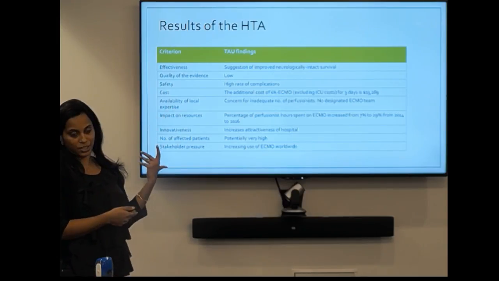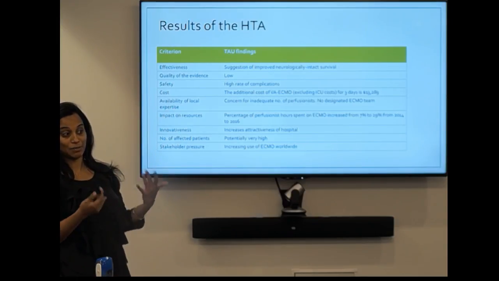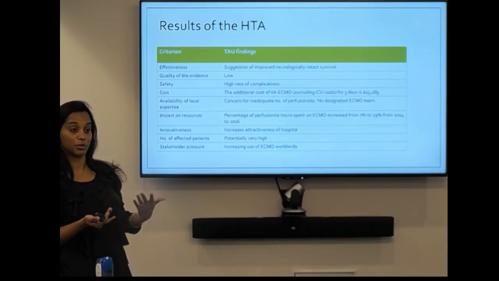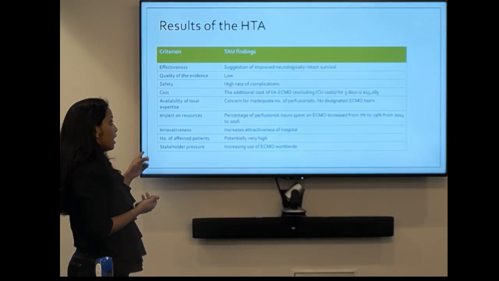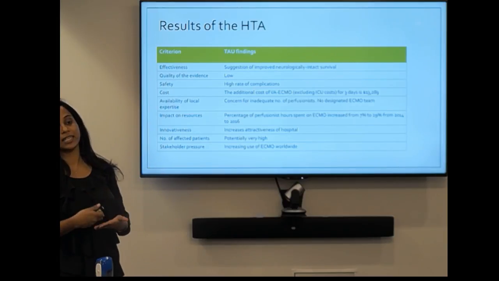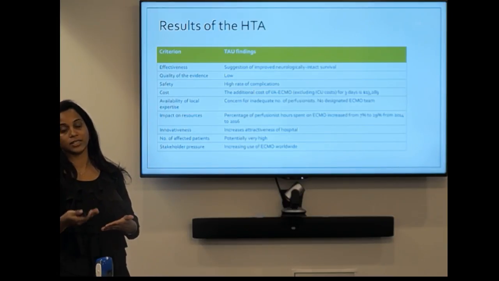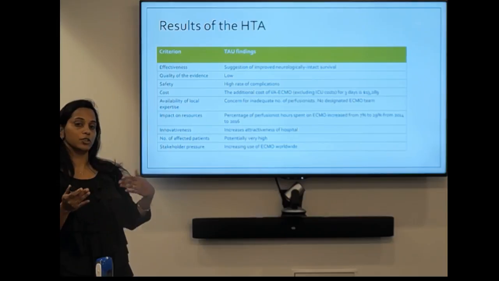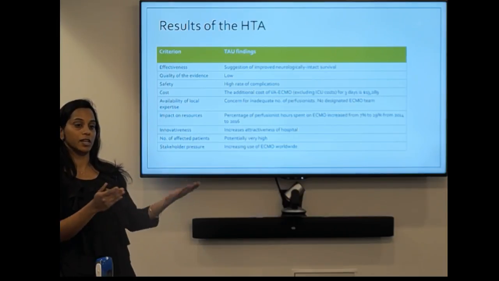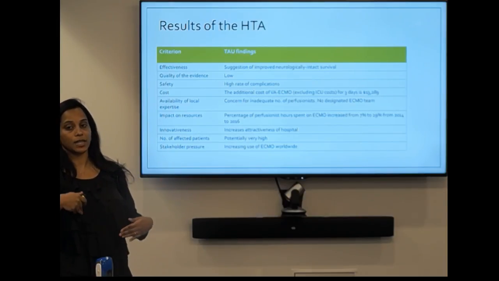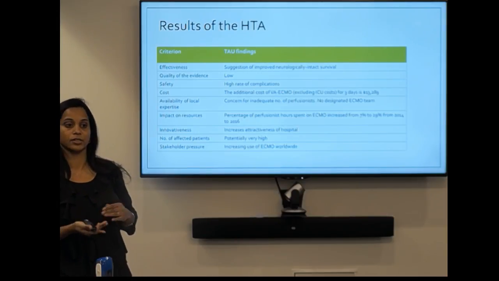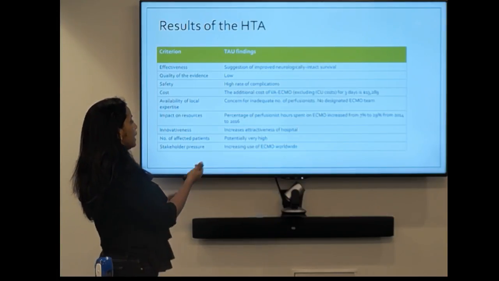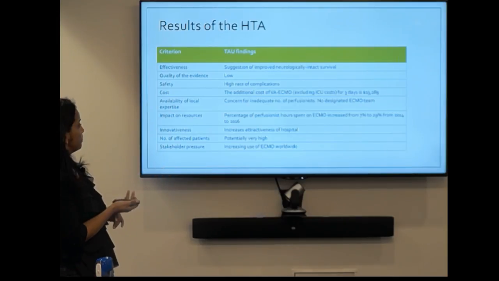Safety, you just saw that picture of what ECMO is. It's an extremely invasive process, so you're going to have a high rate of complications. The cost, what we did was we calculated the additional cost of a patient staying on ECMO. So assuming that the patient who didn't get ECMO survives and goes to the ICU, we calculated the cost of them receiving ECMO. So this includes perfusionist time, etc. And we found that to be around $30,000.